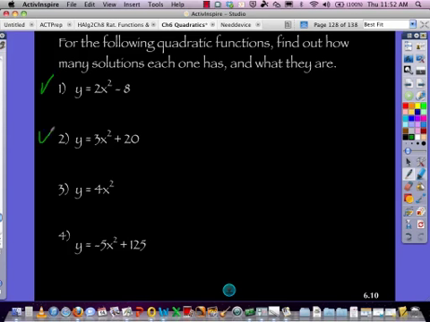Same thing on the second one, an a term and a constant. Third one, we just have that a term. And this last one, we have the a term and a constant. So not one of these do we have ax squared plus bx plus c. That is definitely a pattern that you want to look at. So when they're the shorter ones, you should be able to put the 0 in and move terms accordingly.